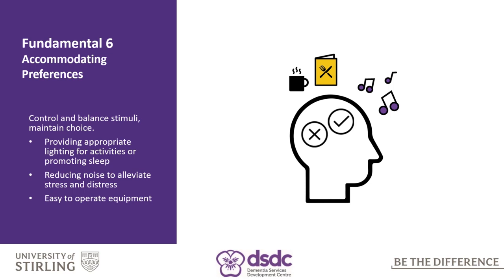Methods of accomplishing this can include providing appropriate lighting for activities or to promote sleep, reducing noise to alleviate stress. People with dementia live in a permanently elevated level of stress just trying to understand the day-to-day world, and stress may lead to distressed behaviour very easily. Therefore, controlling or reducing stressful stimuli and promoting the ability for someone to carry out tasks or activities they enjoy reduce the potential for this.